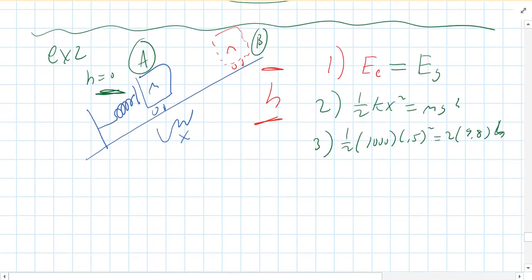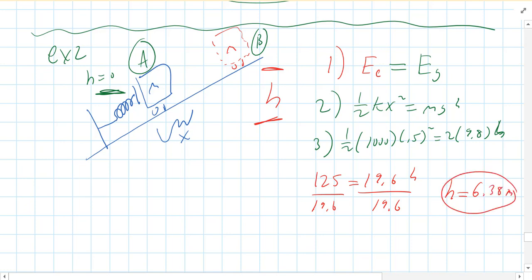And now we're going to do a little bit of math. This left side will be 125. The right side will be 19.6 times h. And if I divide both sides by 19.6, you get a height. If you plug those in your calculator, I get 6.38 meters. So that's the height that the book achieves before it stops and starts rolling back down the hill.